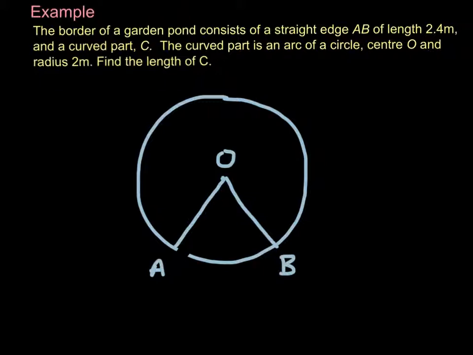So if we just draw a sector, the only straight edge we can put in for AB is going to be where the minor arc would have been. So we're looking at a problem involving a major arc then. We know that length AB is 2.4. It says the circle has a radius of 2 metres, we can put that in. So the curved part of the garden pond is going to be that major arc. So we know we need to get that major angle at the centre as well.